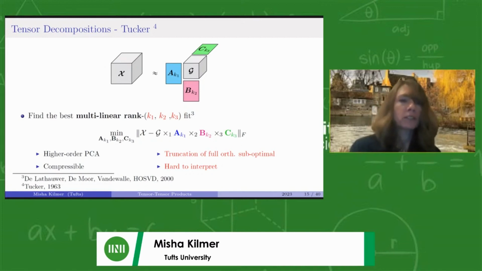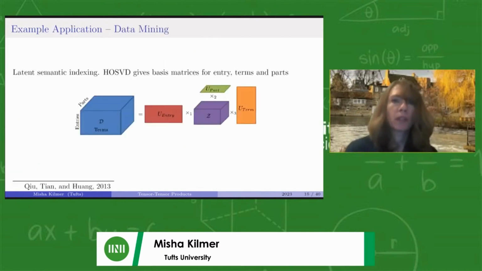But in some applications, it works really well as a higher order principal component analysis type approach. There's some usefulness to having the orthogonal factor matrices, for example. And in many applications, it's been shown to be highly compressible in spite of the fact that truncating to K1, K2, K3 terms is not optimal. And there are many examples of where this is useful in practice. One of them is, for example, latent semantic indexing.